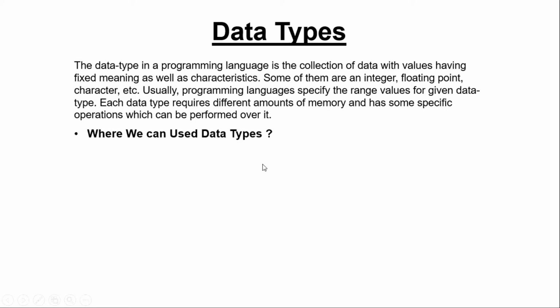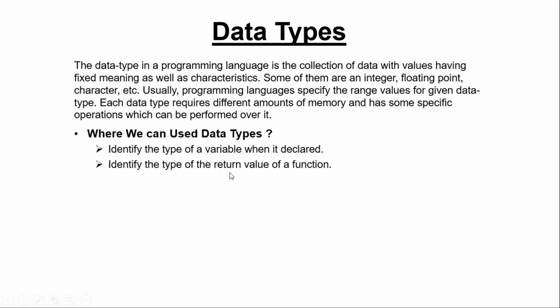Why do we use data types? To identify the type of a variable when it is declared. As I said, if you declare a whole number, you must declare the type as integer. If you declare a character value, you must declare it as character. If you want to store a floating point value, you must declare the variable with a floating point data type.